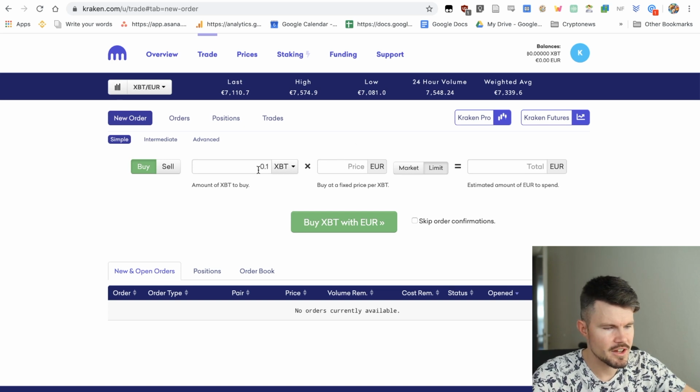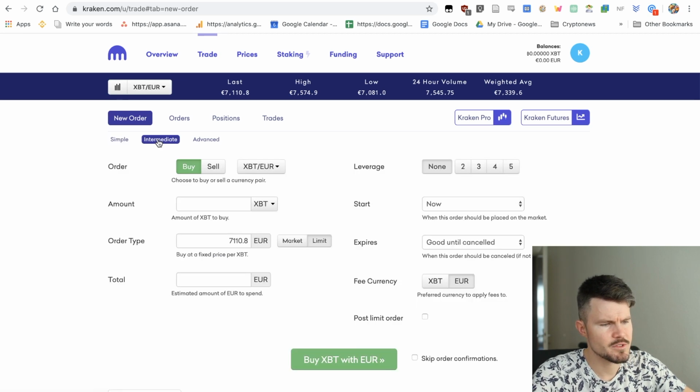As soon as you've done that, let's say you go with the market price, the current price of 0.1 BTC would be 711 euro. What I could do is a limit order, and I could select the price. At the moment, the price of Bitcoin is 7,110 euro, and I could select 7,050 euro. I would pay 65 euro less than with the previous option.